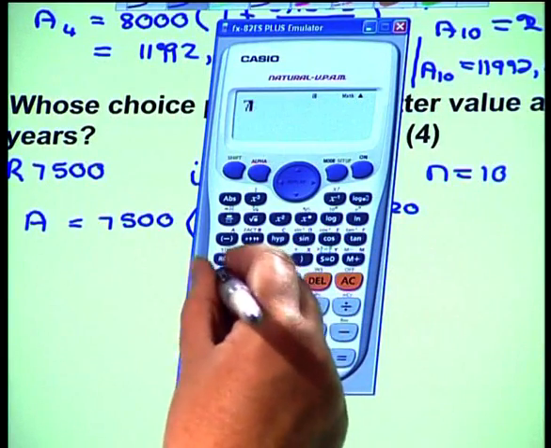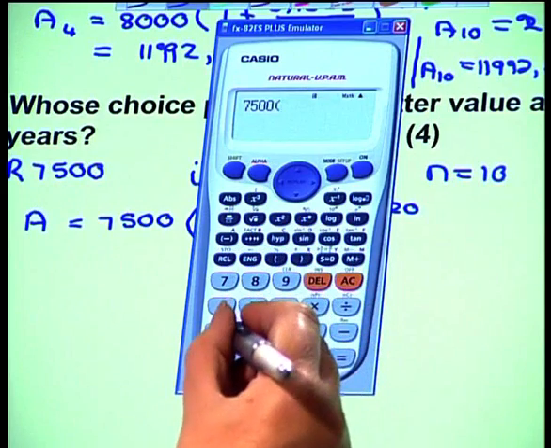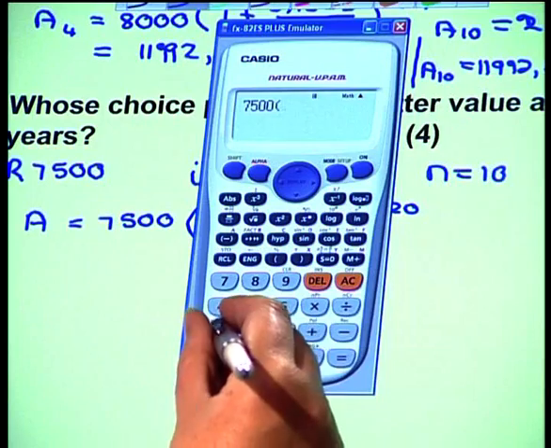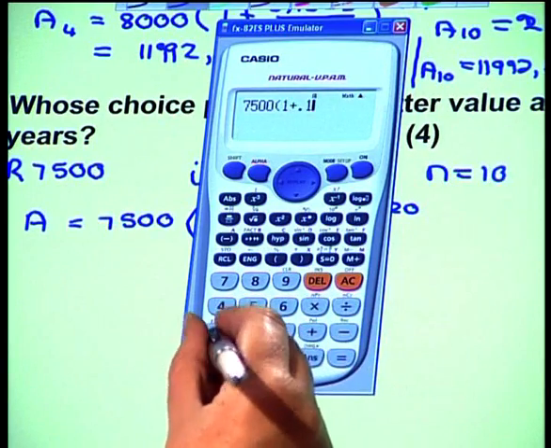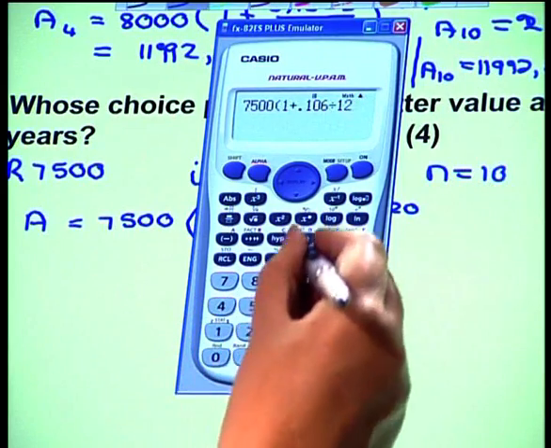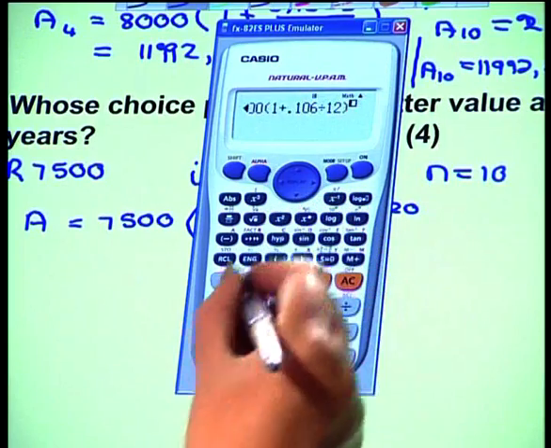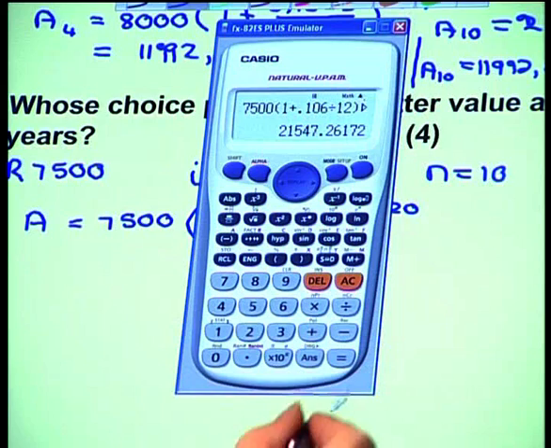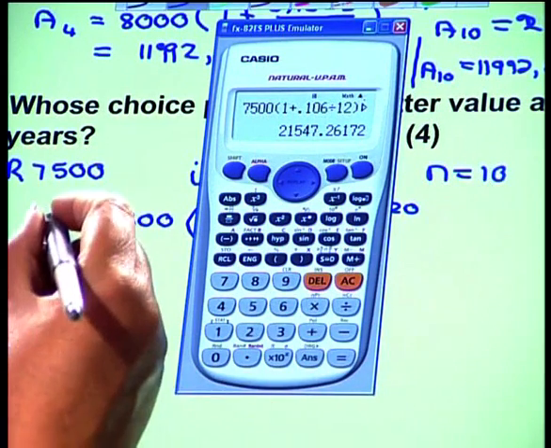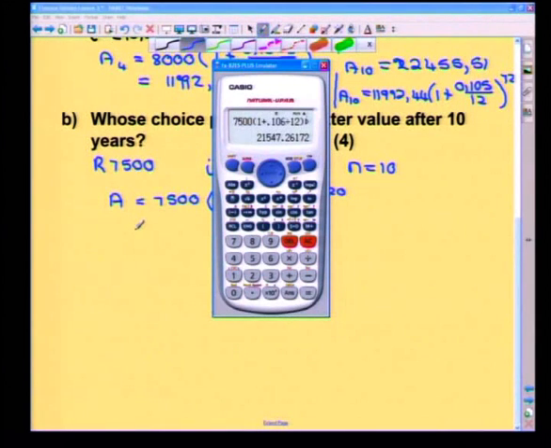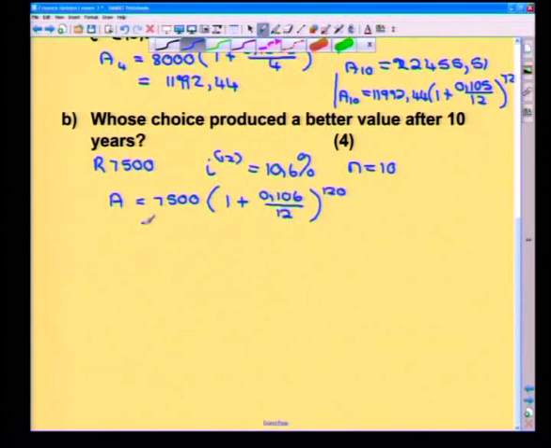So all clear, so we've got 7,500, open the brackets, it was 1 plus 0.106 divided by 12, close the brackets, raise to the power 120, and if I press equals, that's what he ends up with. So your immediate reaction is, oh well, definitely person B didn't do so well. Well, we have to actually still go a little further than that because it's not so easy to compare these. So the amount is 21547.26. So 21547 and 26 cents. Okay.